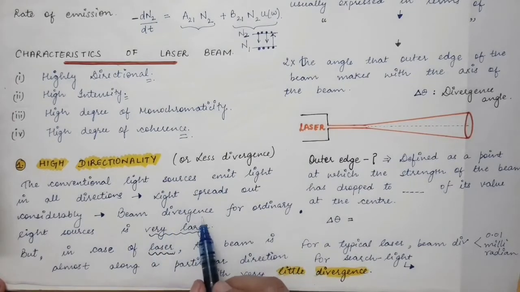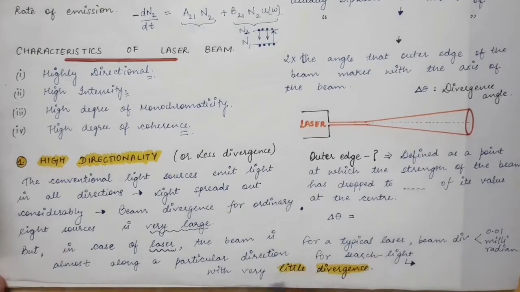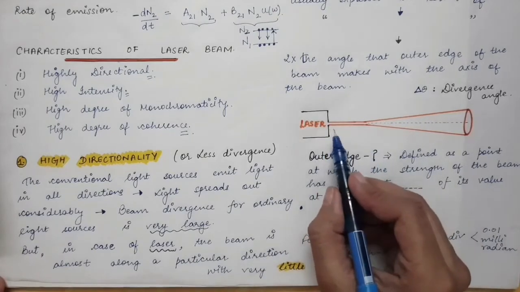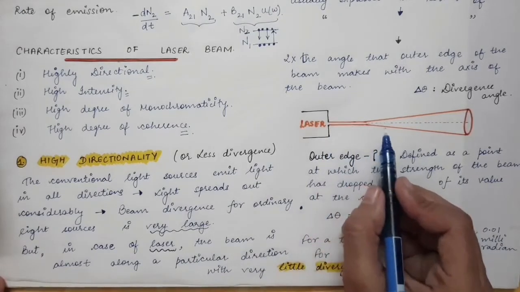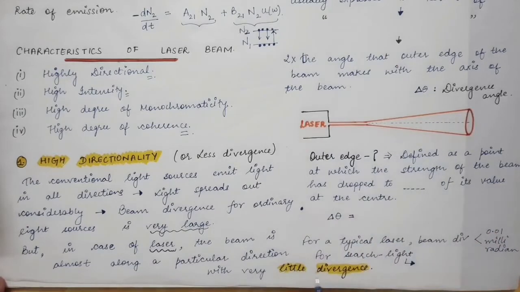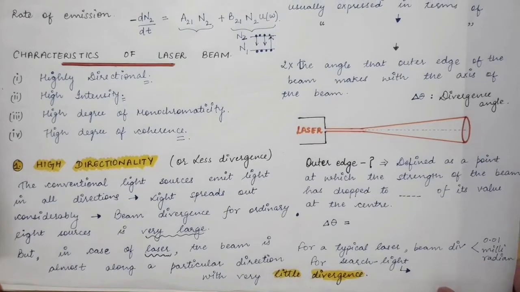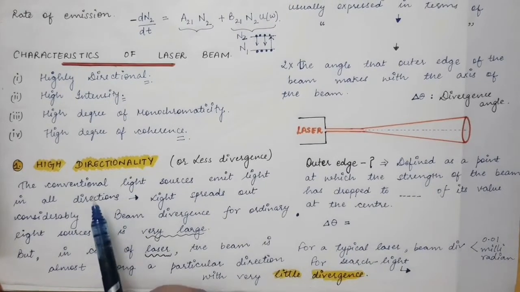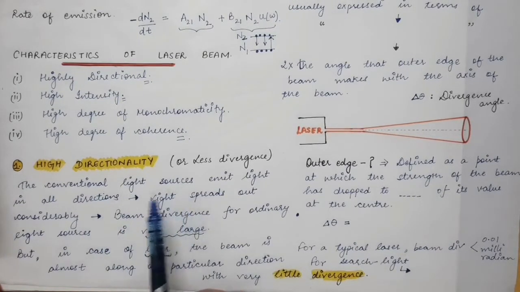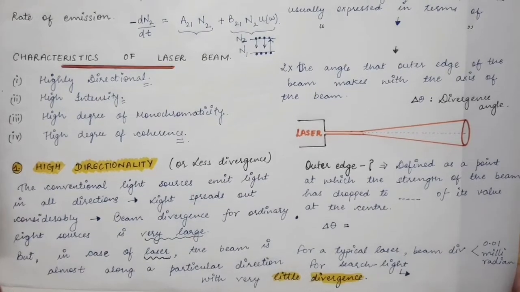Now the beam divergence, or you can say the spreading, for the case of ordinary light sources is very large. But in the case of laser, the beam is almost along a particular direction. The photons from a laser are emitted almost in a single direction with very little divergence. So divergence in the case of a laser light is very less as compared to the light which is emitted by conventional or ordinary light sources.